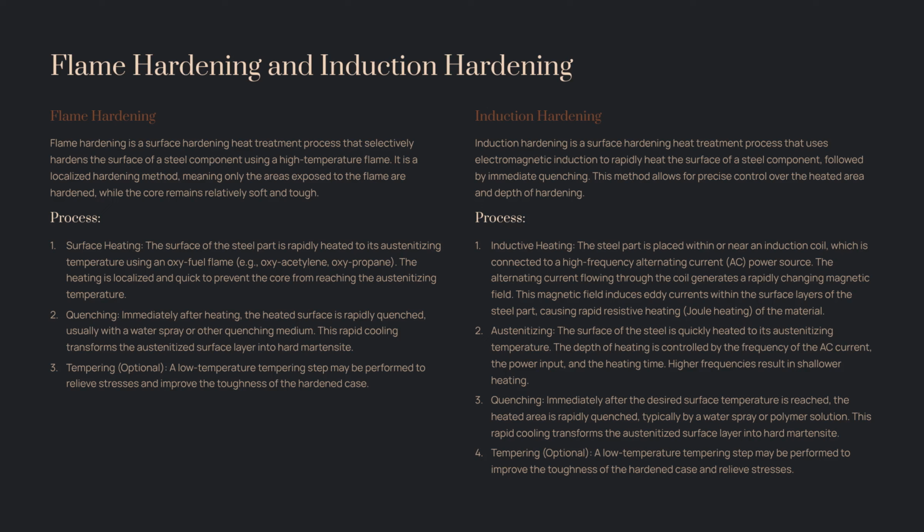Process. Surface heating. The surface of the steel part is rapidly heated to its austenitizing temperature using an oxy-fuel flame, for example, oxyacetylene, oxypropane. The heating is localized and quick to prevent the core from reaching the austenitizing temperature. Quenching. Immediately after heating, the heated surface is rapidly quenched, usually with a water spray or other quenching medium. This rapid cooling transforms the austenitized surface layer into hard martensite.